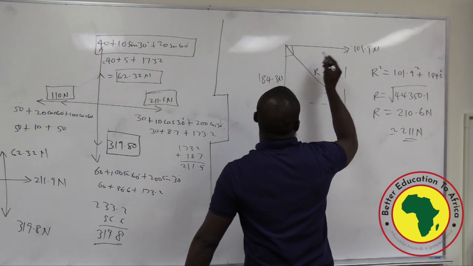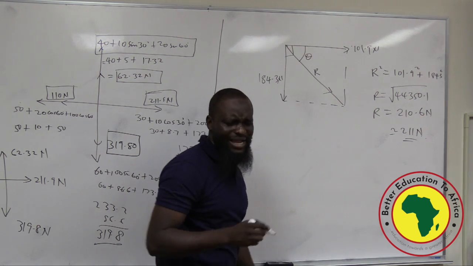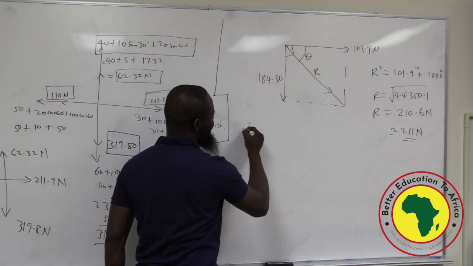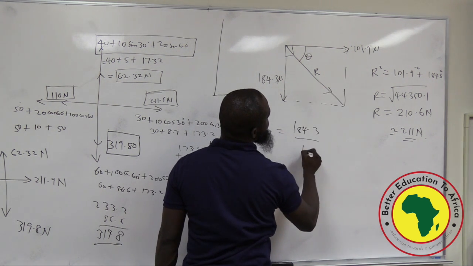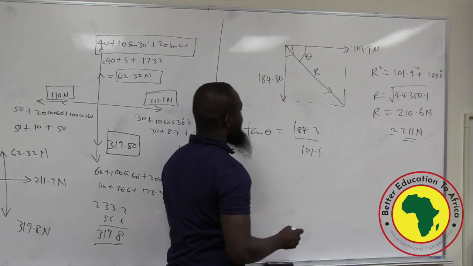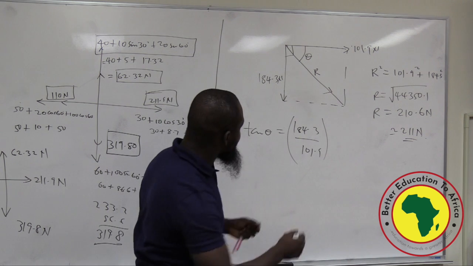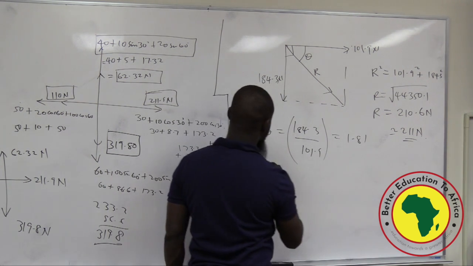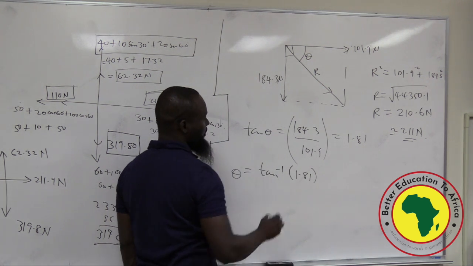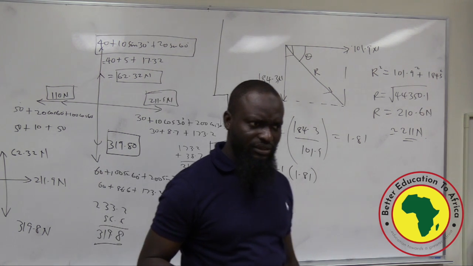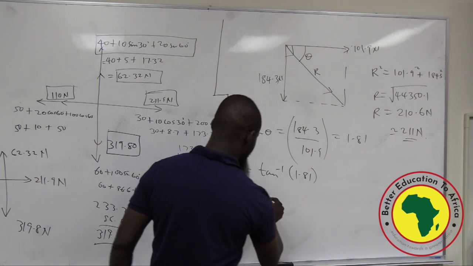So you can get the angle as you like. So you can get this angle theta, okay? Or you can get the other angle theta, anyone you like. So you say tan theta is opposite 184.3 over adjacent 101.9, okay? And then you do the tan inverse of that, and you're going to get 1.81. So tan inverse of 1.81, that's your theta. And what was that give you again? Tan inverse of 1.81? Okay, 61.1 degrees.